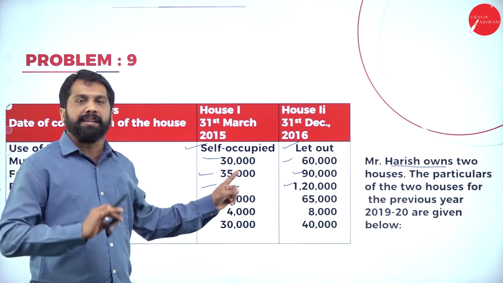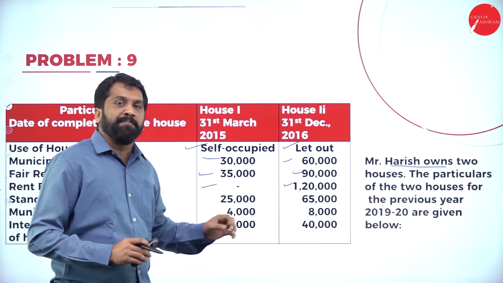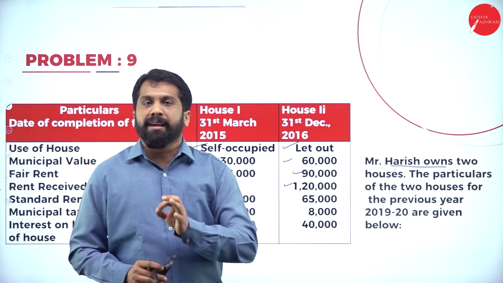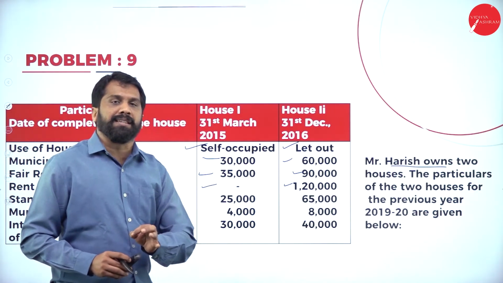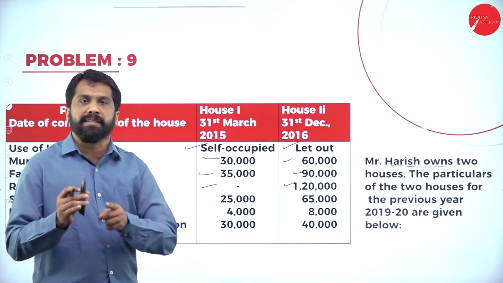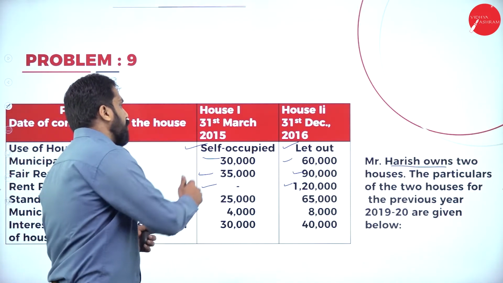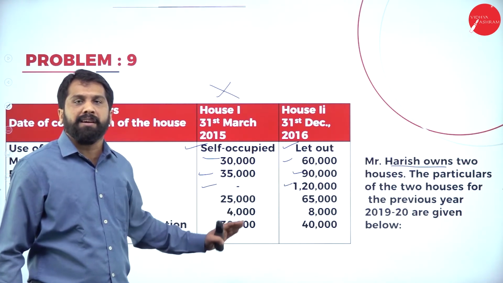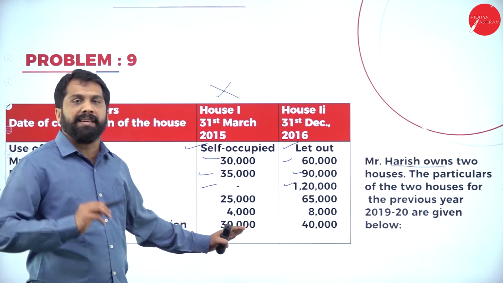Directly we go for deduction. The deduction will be whatever interest paid has to be claimed as deduction. Other than that, we will not consider anything for this. Clear? Yes. So no more calculation for self-occupied. Directly we can go for the final answer, like interest paid.